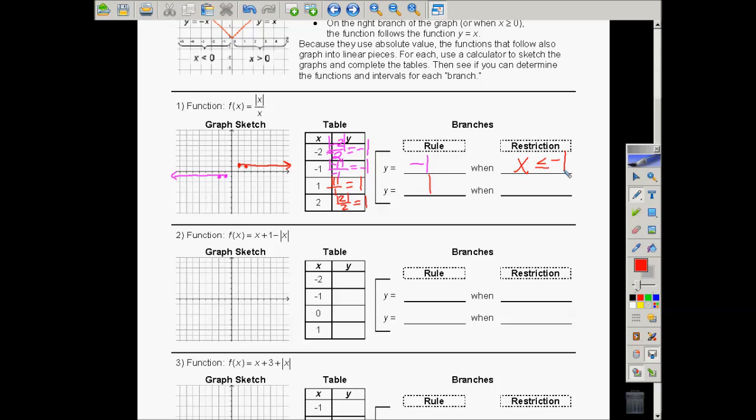So what would be the rule for the restriction for this rule? When x is greater than or equal to 1. So that would be me taking this function, identifying the rule, and setting up restrictions. What this leads into is what we call piecewise functions, which is what today's notes are over. What are they called? Piecewise.